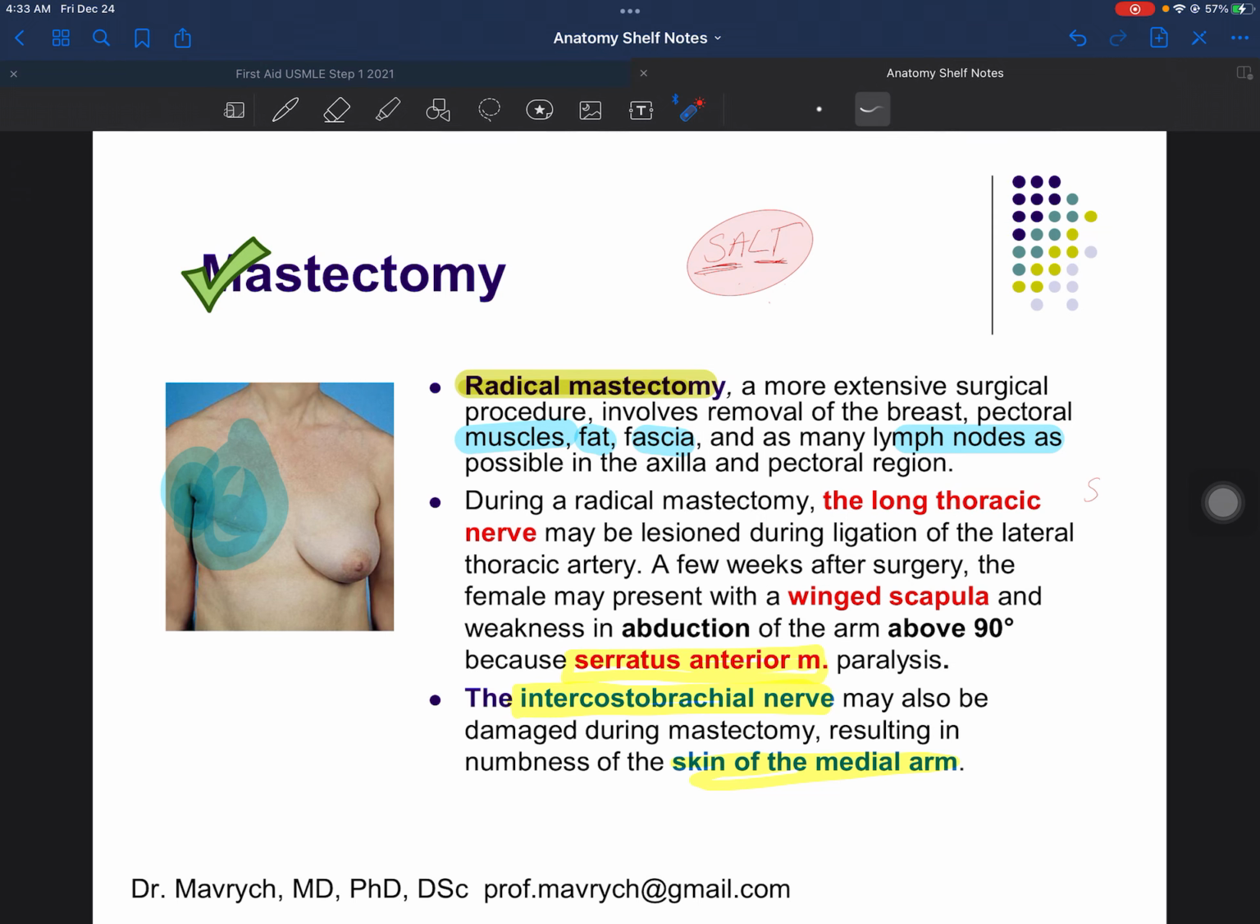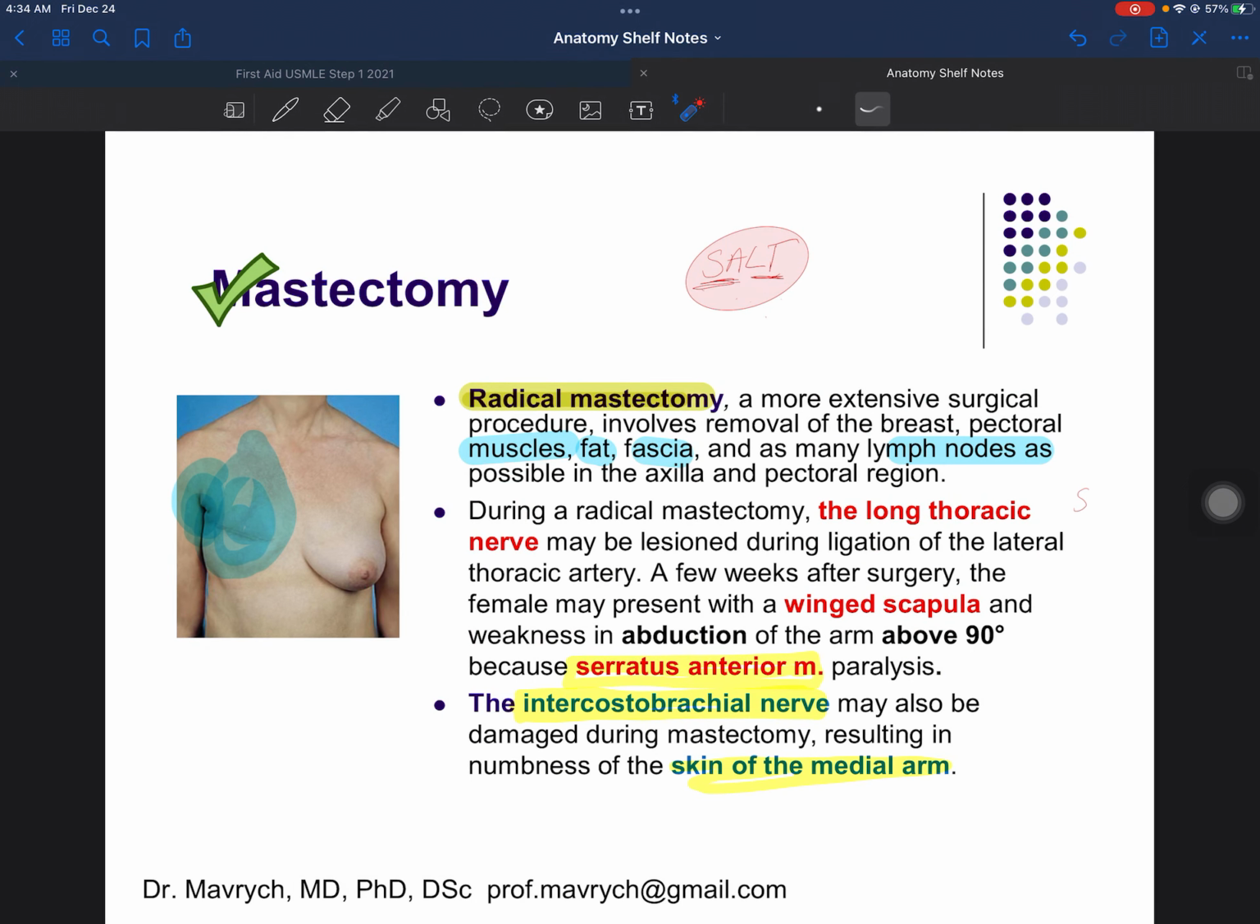So this is during the radical mastectomy. The long thoracic nerve may be lesioned during the ligation of the lateral thoracic artery. The lateral thoracic artery is going to be right there, and the long thoracic nerve is going to be there, so it may be injured. A few weeks after the surgery, the female may present with a winged scapula and weakness in the abduction. So remember the abduction above the 90 degrees.